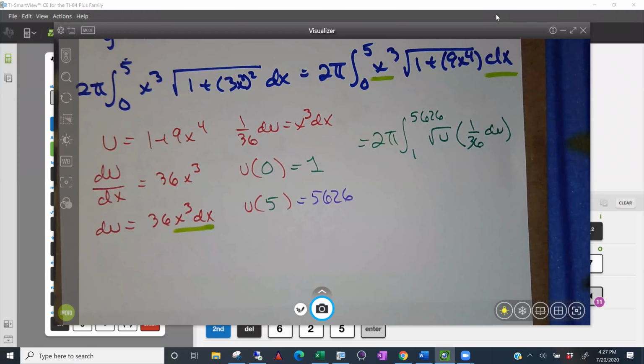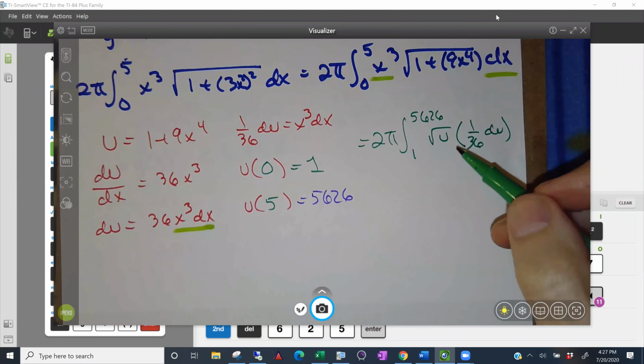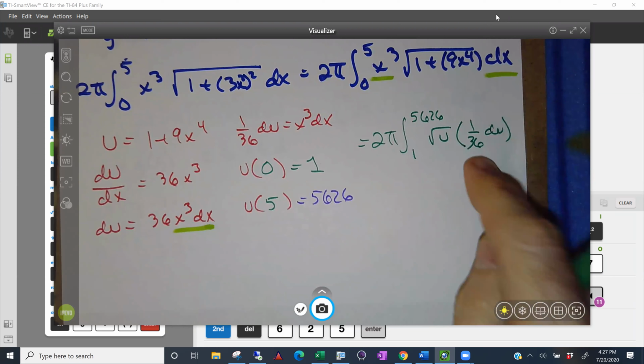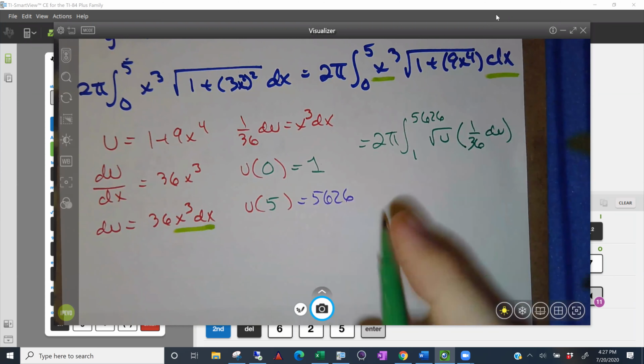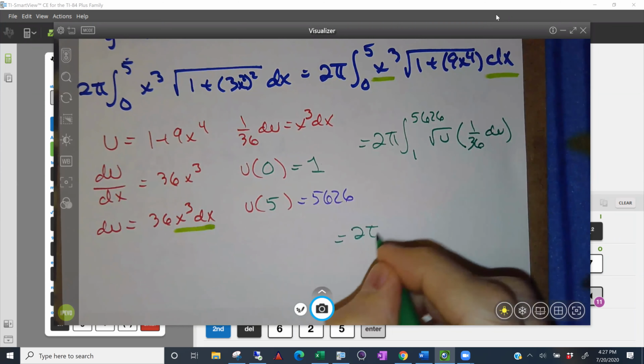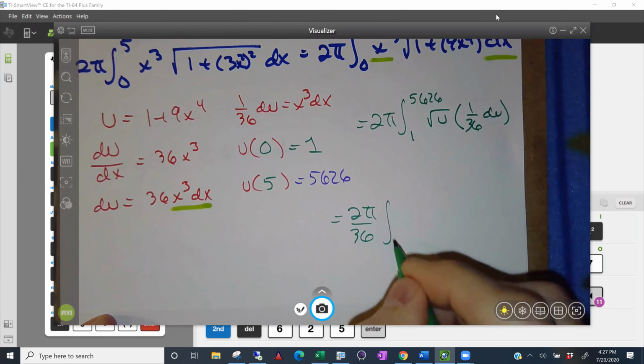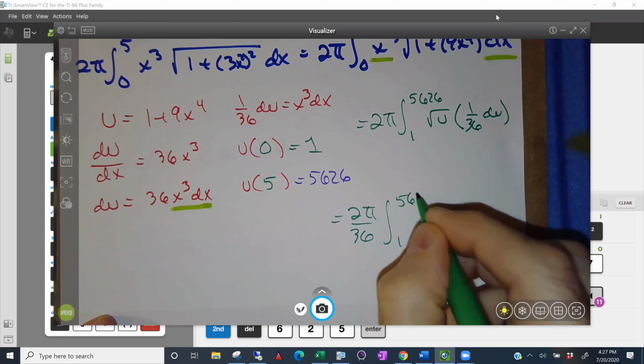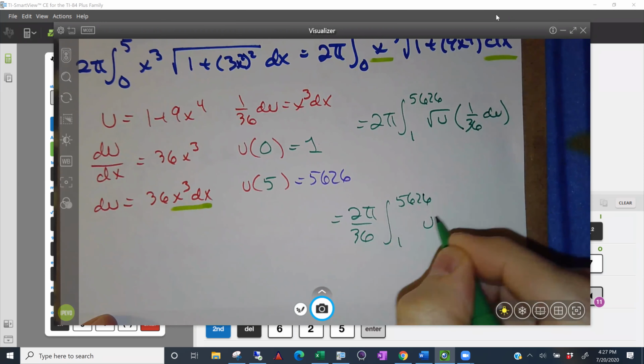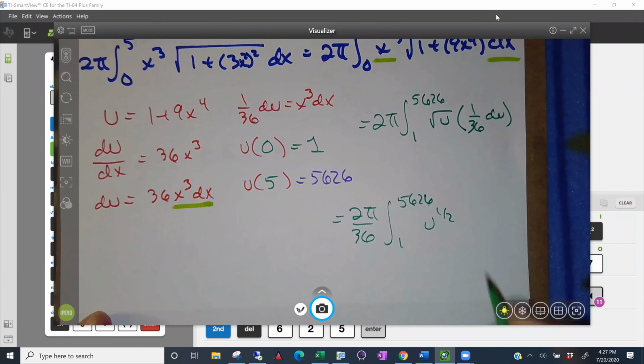So kind of a lot going on there. That's okay. Let's take a look here. I'd probably rewrite that. I'd take the 1/36 out in front, 2 pi over 36, and I know that reduces to 1/18. 1 to 5626 of u to the 1/2 du.